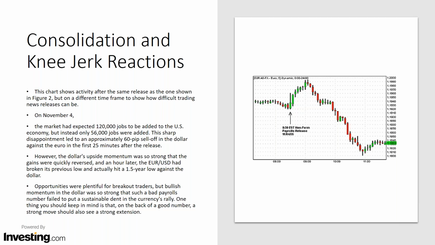You also have to understand that we might have been more interested in the unemployment number or the hours worked number than the actual job numbers. But opportunities were plentiful for breakout traders, but bullish momentum in the dollar was so strong that such a bad payroll report failed to put a sustainable dent in the currency's rally. One thing you should keep in mind is that on the back of a good number, a strong move should also see a strong extension.